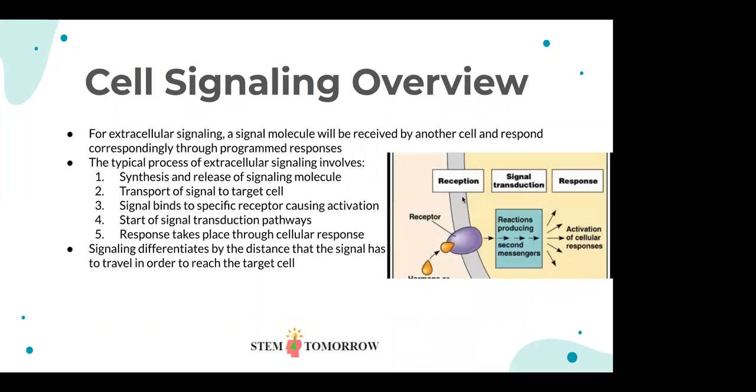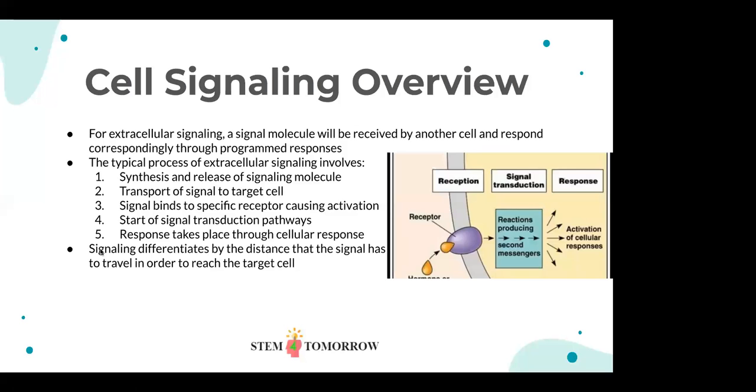So this is just an overview of cell signaling. For extracellular signaling, which is signaling outside of a cell from one to another, a signal molecule will be received by another cell and respond correspondingly through programmed responses. The typical process involves first the synthesis and release of a signaling molecule, then the transport of the signal to the target cell, then the signal binds to a specific receptor, causing activation. This causes the start of the signal transduction pathways, and the response takes place through cellular response.